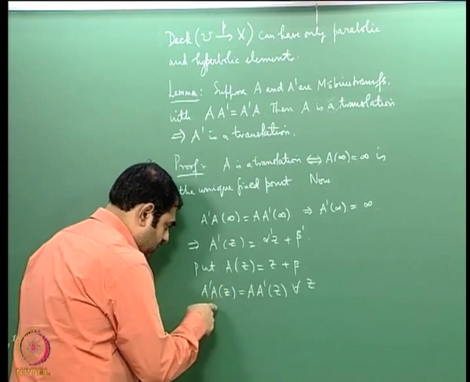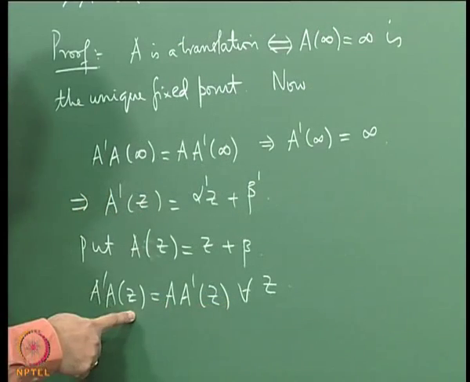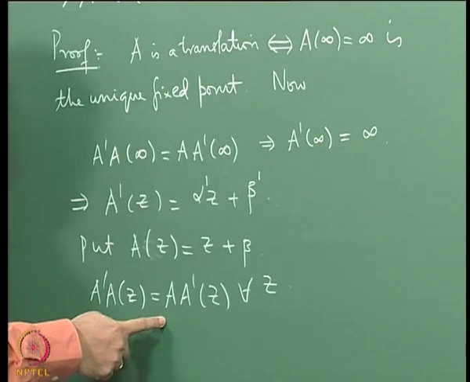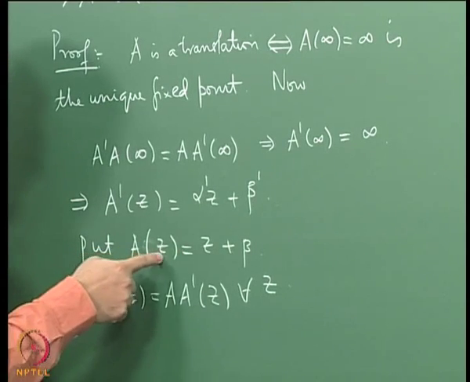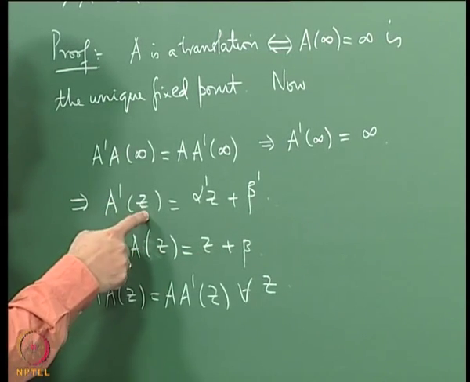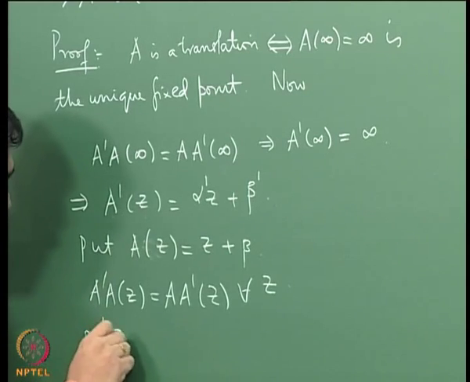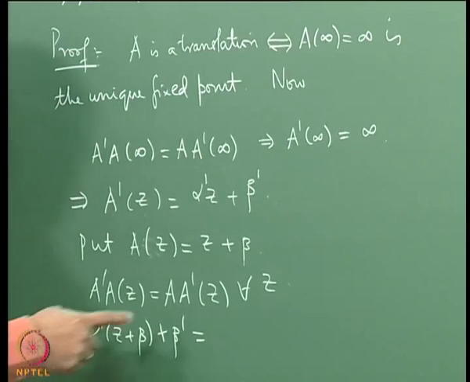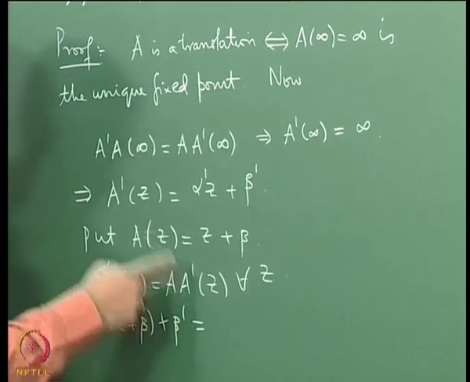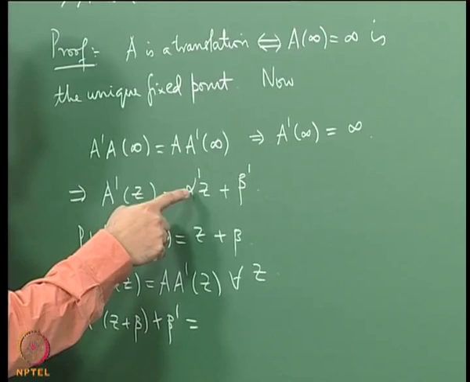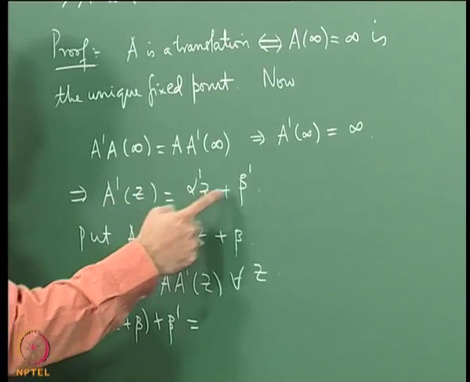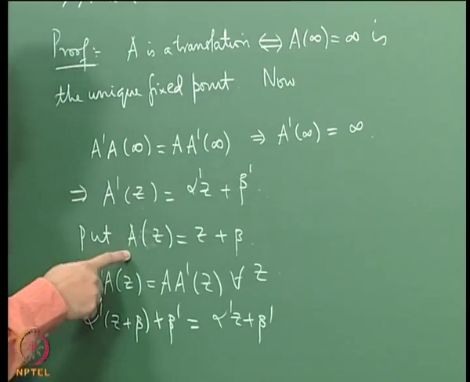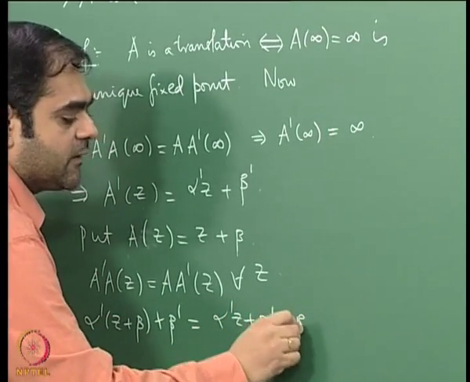So what does it mean? First apply A, then apply A prime, that's going to be the same as first applying A prime and then applying A to Z. So first apply A to Z, I will get Z plus beta, and apply A prime to that, so I will get alpha prime Z plus beta prime, which is equal to, I have to first apply A prime, which if I apply A prime to Z, I will get alpha prime Z plus beta prime, and then I have to apply A, which is just adding beta, okay.